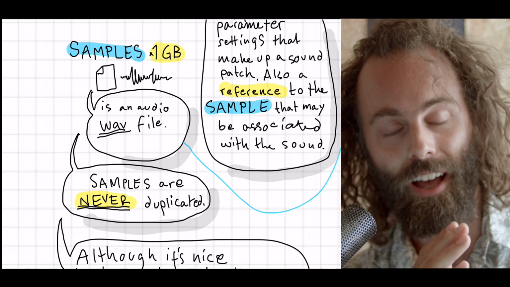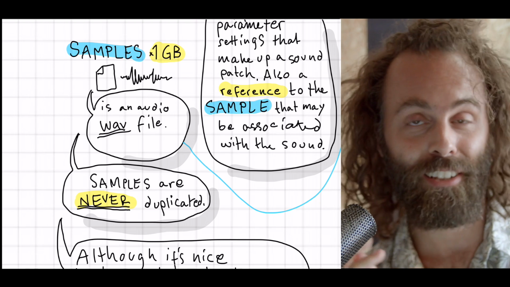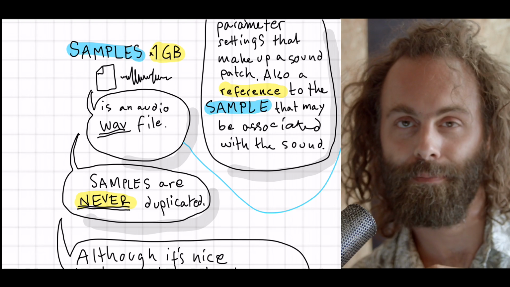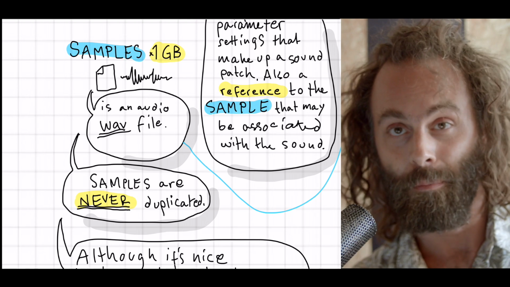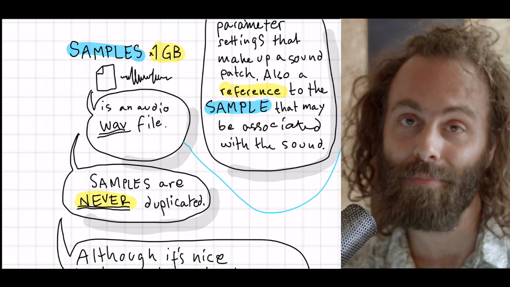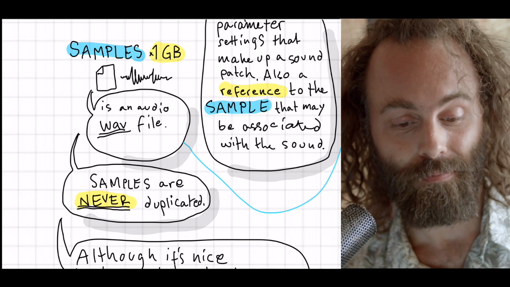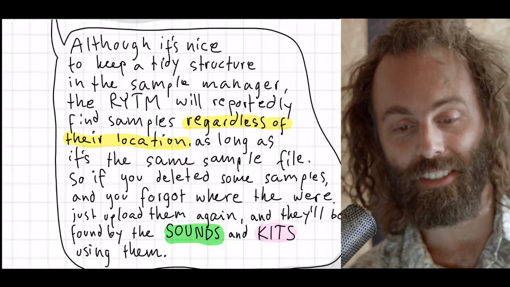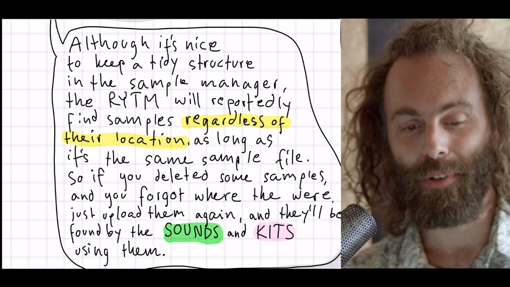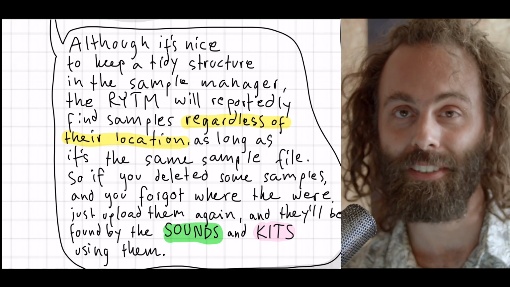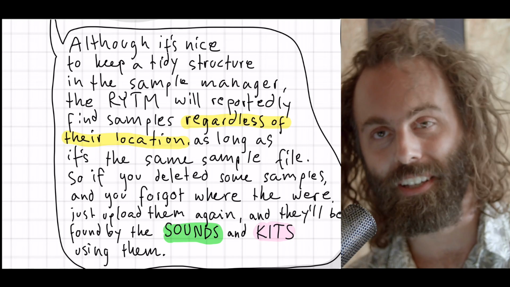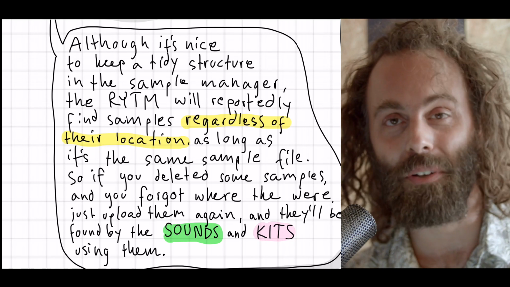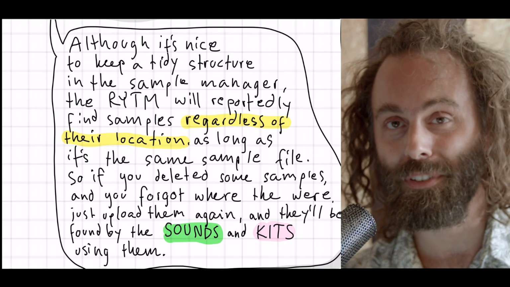I want you to know that samples, as long as you put them into the analog Rytm, will never be duplicated. That's a good thing, because then we know that we're not going to waste any space. Although it's very nice to keep a tidy structure when you load samples into it, you can have kick drums there, or nine samples in one folder and whatnot, whatever structure you want to keep.